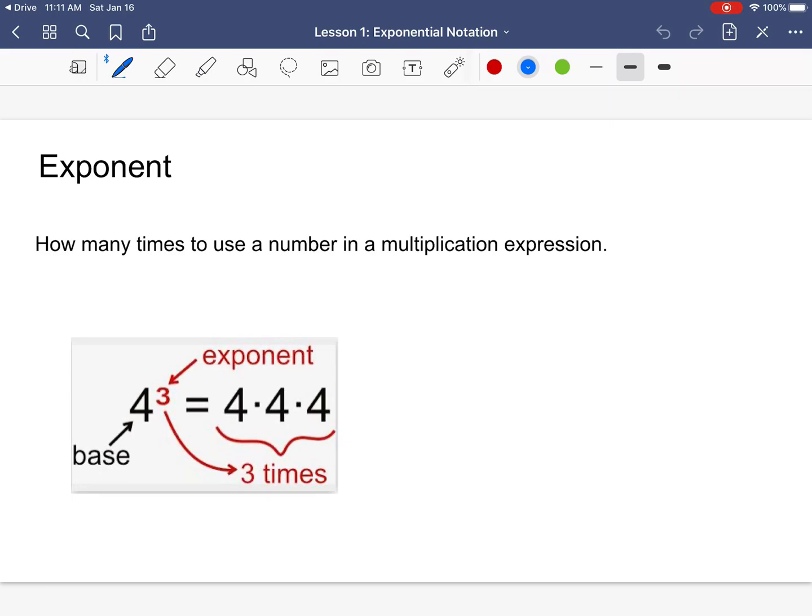So in the example here, we have 4 to the power of 3, or you could also say 4 to the third power. And the base is 4 and the exponent is 3. And so we multiply the base 3 times. So you have 4 times 4 times 4. And that's 4 times 4 is 16. And then that times 4 again is 64. So 4 to the power of 3 equals 64.